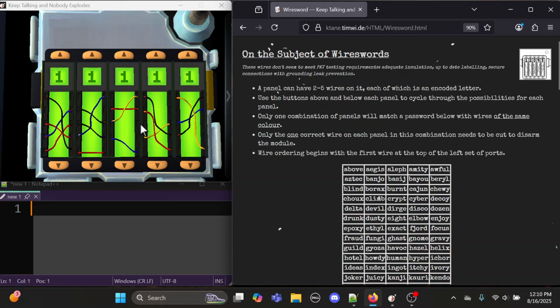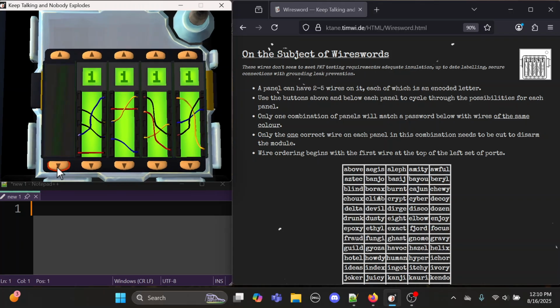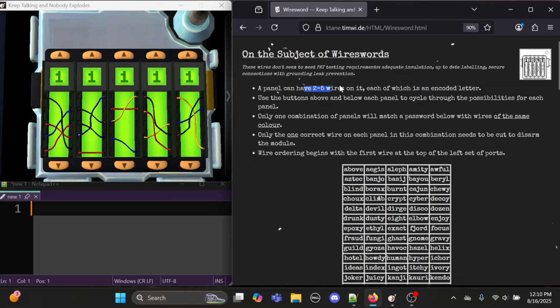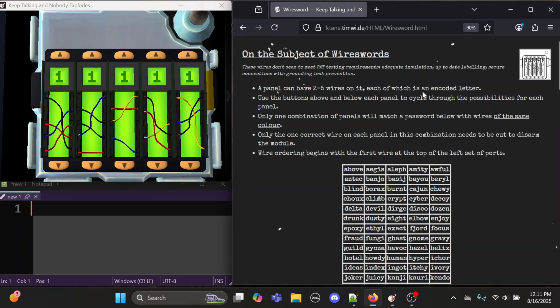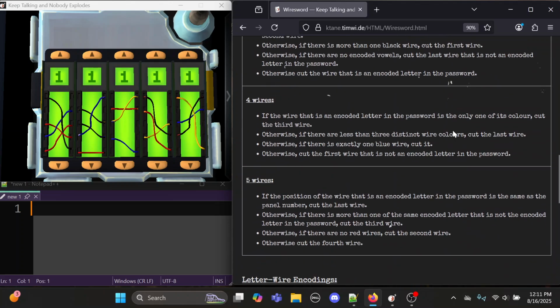Anyways, what we're going to do here is try and find a password within these series of entangled wires. There's going to be a series of 5 different displays per position, and we need to figure out what we're looking at here. A panel can have 2 to 5 wires on it, and each of which is an encoded letter. Now, how exactly does this work? What does it mean by each wire is an encoded letter? Well, let's take a look down below.